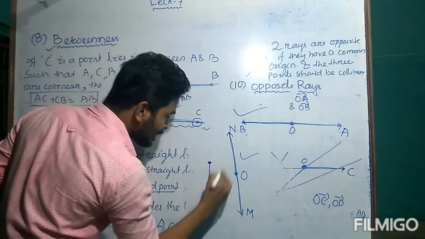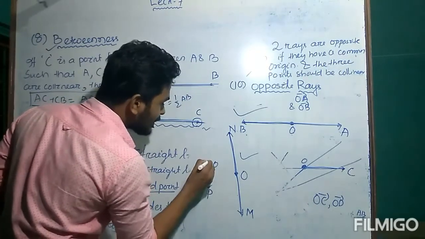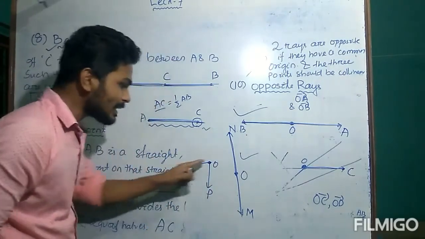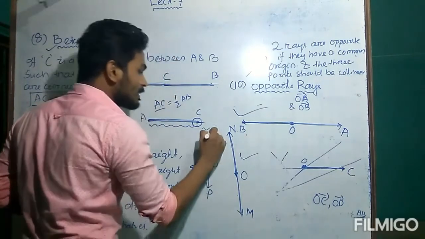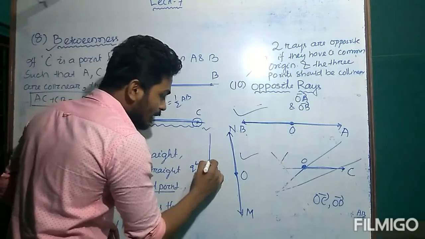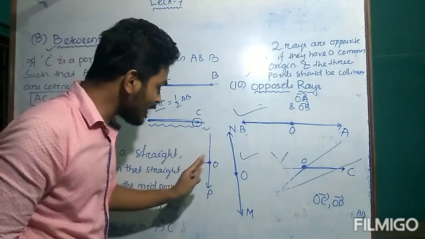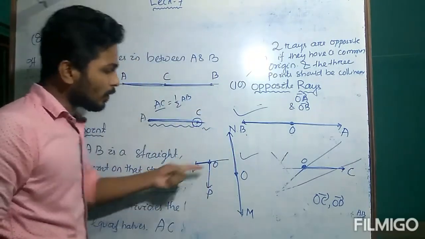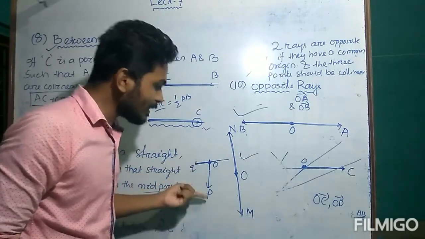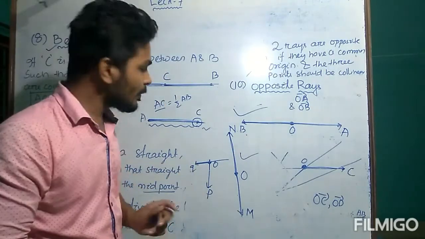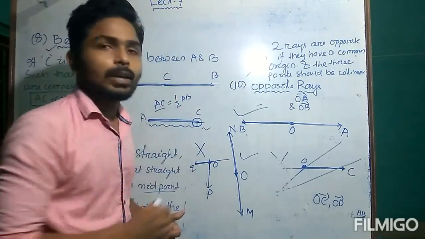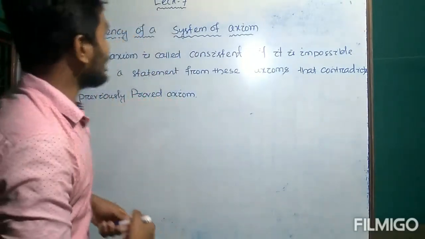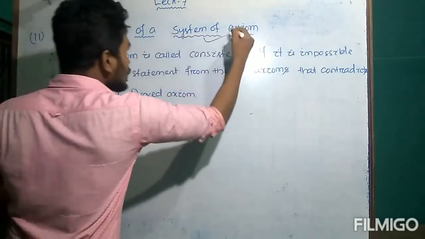But if this is a ray OP and this is another ray OQ. Okay. Now you can see, though the 2 rays have the same origin, they do not fall on the same straight line. If you draw a straight line joining O and P, then Q doesn't lie on the straight line. That means Q is a non-collinear point. And if you join the points Q and O, then the point P doesn't lie on this straight line. That means P is a non-collinear point. So they do not form opposite rays. And now we will discuss the next geometrical term, that is consistency of a system of axioms.